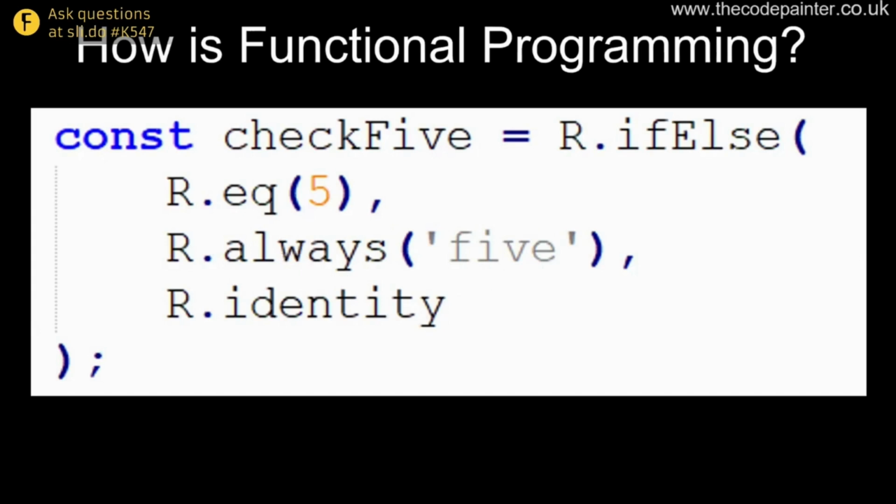So always means disregard the parameter and just return this. If it is 5, we get back FIVE, 5, as a string. Otherwise, pass the parameter into this one, identity. Now, identity actually also means disregard the parameter. Well, no, it doesn't. What it means is take the parameter and just return it completely unmodified.